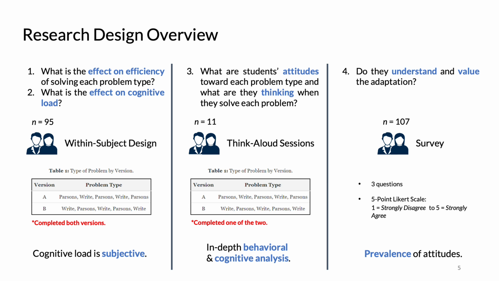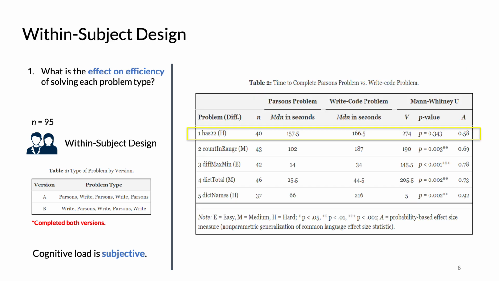To answer these questions, we conducted a within-subject study in an undergraduate data-oriented programming course on Python during the winter semester of 2020. We also investigated students' attitudes about each problem type and their thought process when solving them. We conducted think-aloud observations with students in the same course to answer this question. And finally, we explored whether students understood and valued the adaptation through an end-of-course student survey.